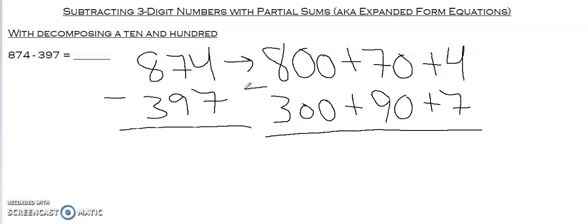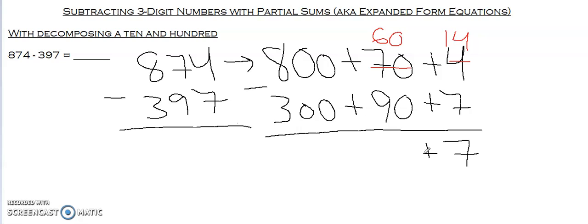Right away, I see I cannot subtract 7 from 4 in the second grade. So we are going to decompose a 10, which will give us 60 in the tens place. And that 10 we are going to put in the ones place. We're going to add it to the four ones, so that will give us 14. So now we can do 14 minus 7 is 7.